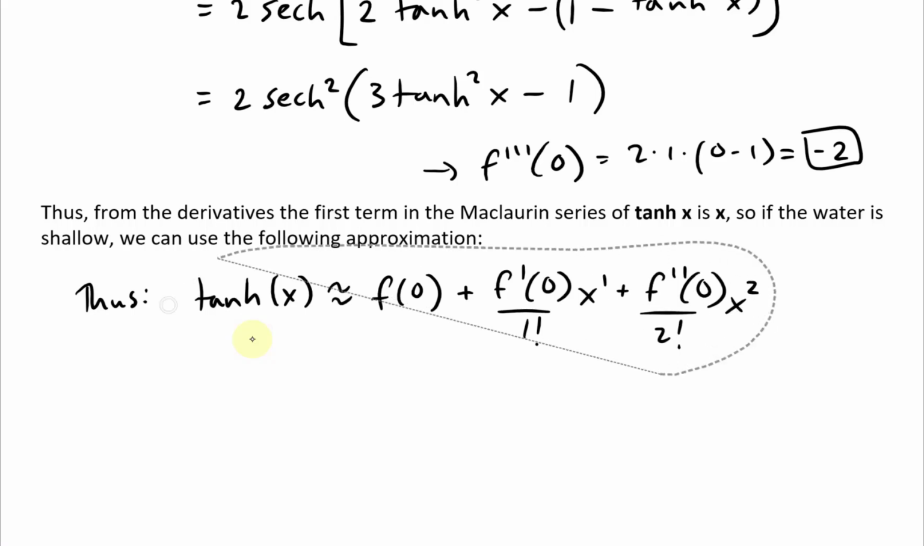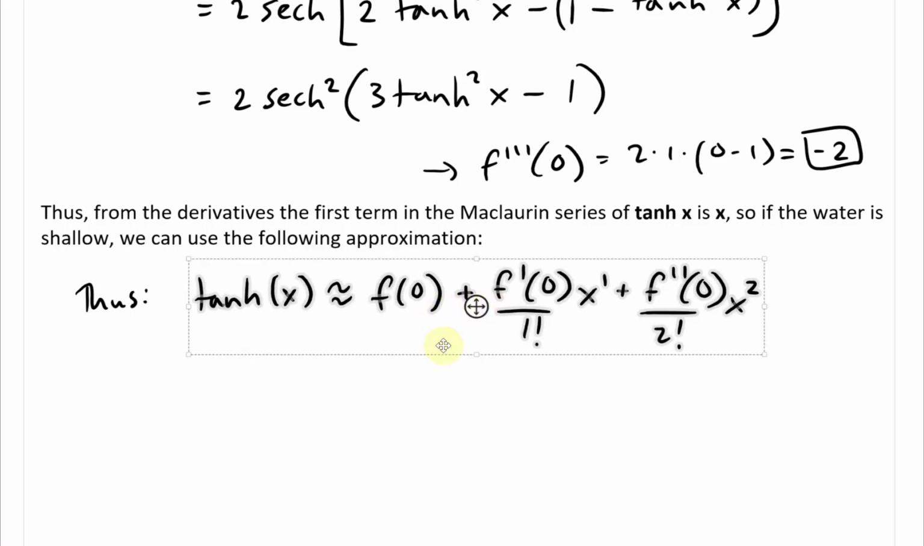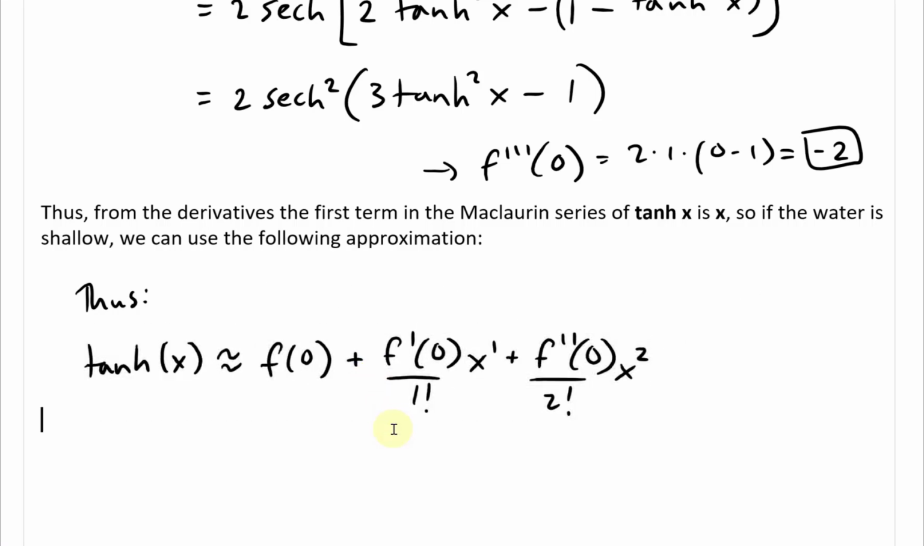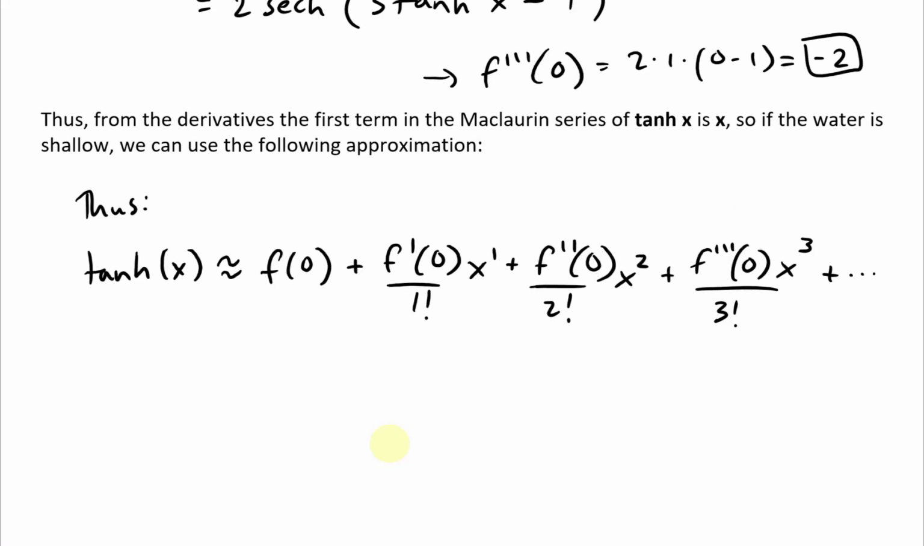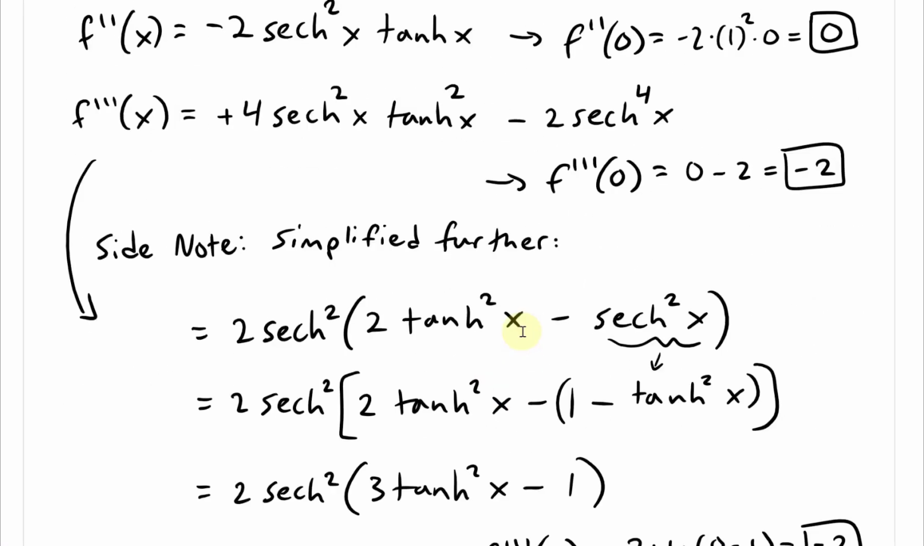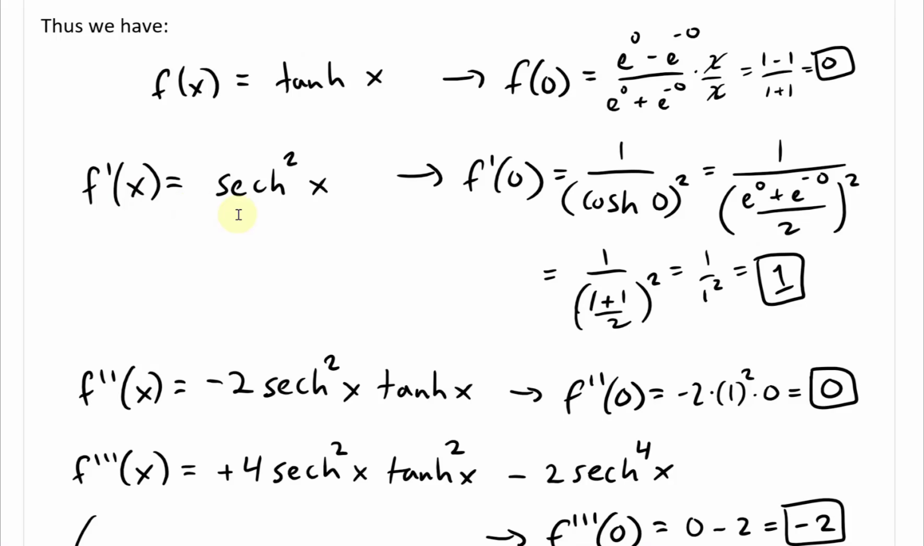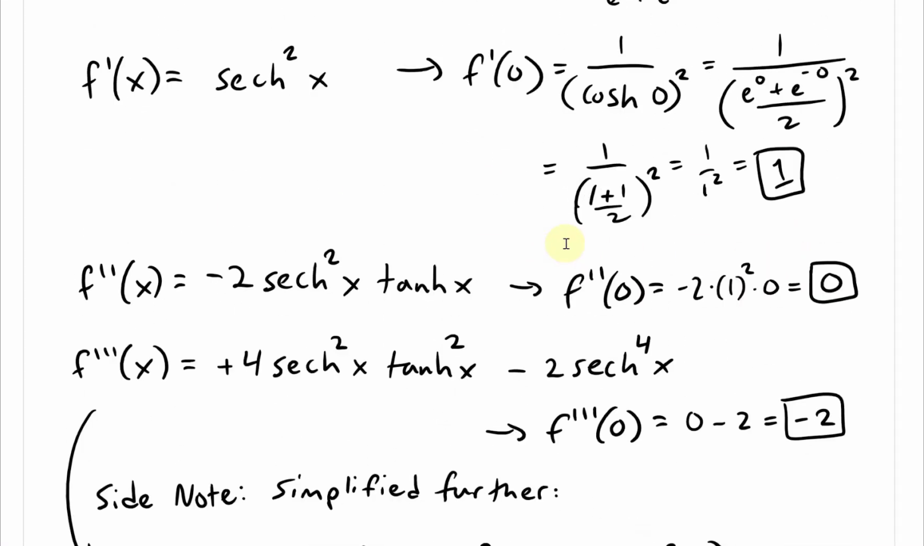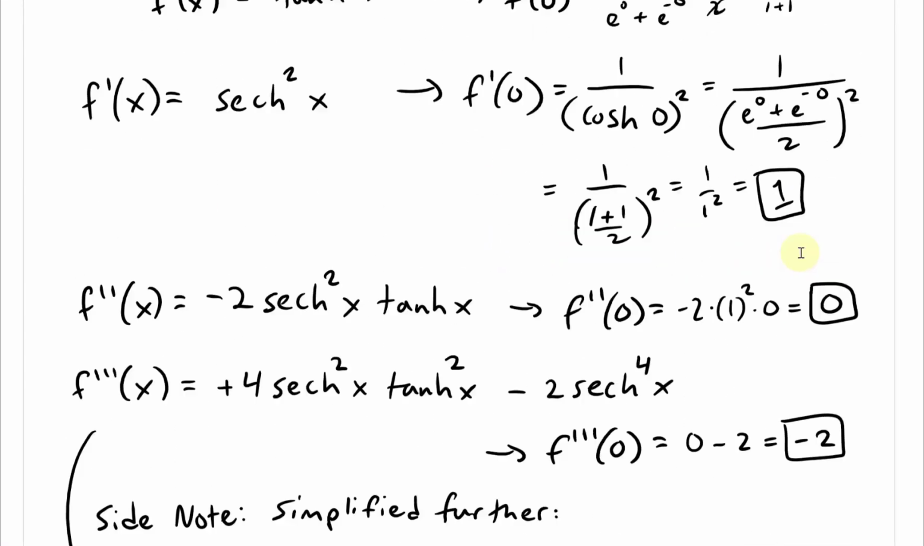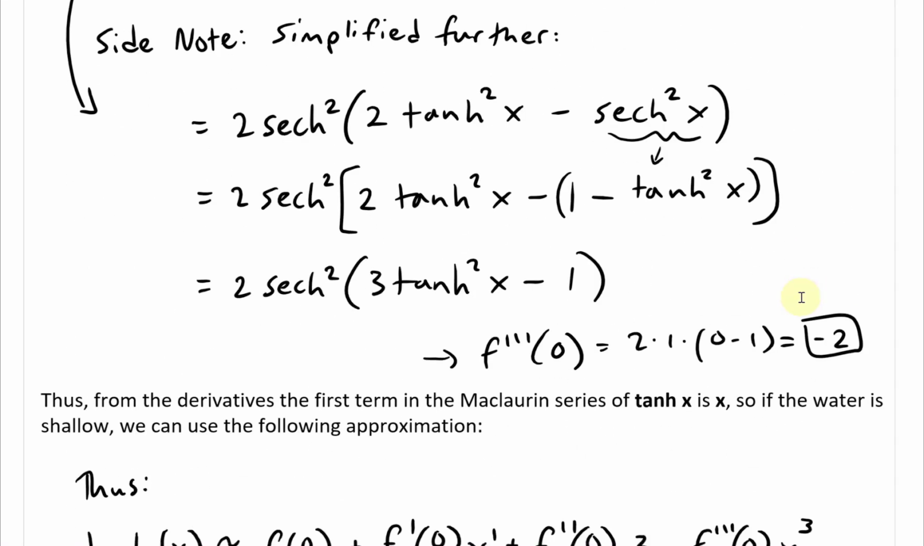I'm just going to make some more room here and write it across here. The next one is f triple prime at 0, times x cubed, divided by 3 factorial, plus dot dot dot. So that's what we have, and we know our values. f of 0 is 0. Then f prime of 0 is 1. And then f double prime is 0. So yes, we go 0, 1, 0, negative 2.